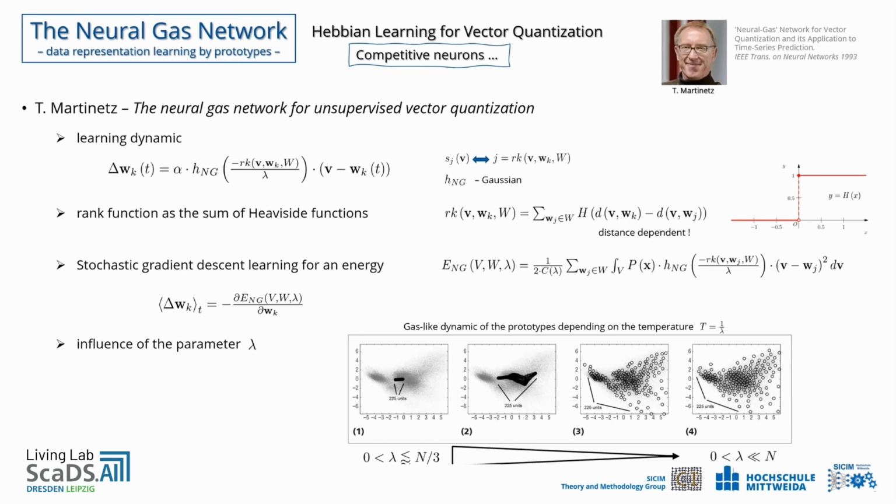In the limit, one can show that approximately neural gas optimizes the same objective as K-means if you decrease lambda slowly to the zero value, or at least nearby. So this competitive learning of vectors or prototypes leads to a very robust behavior for the K-means algorithm for unsupervised vector quantization.